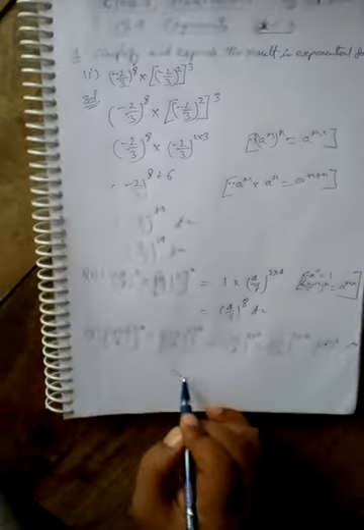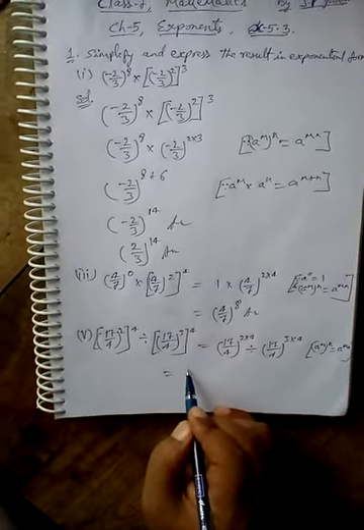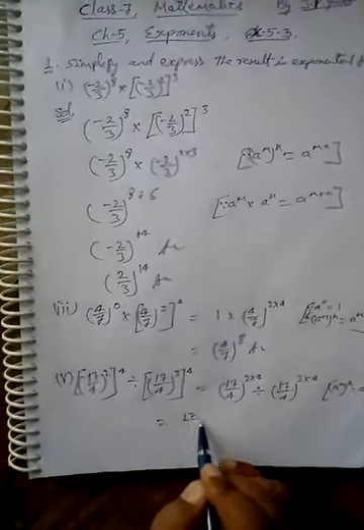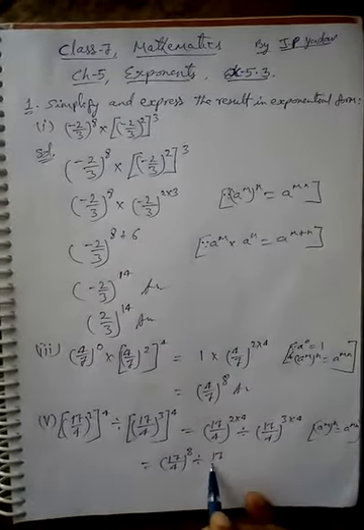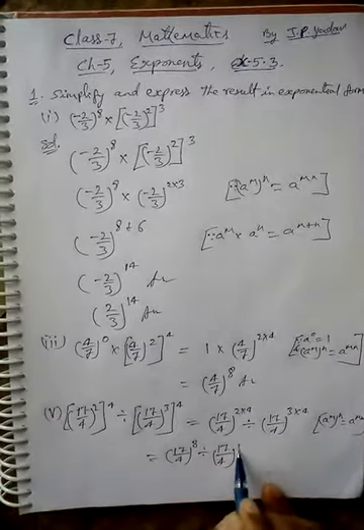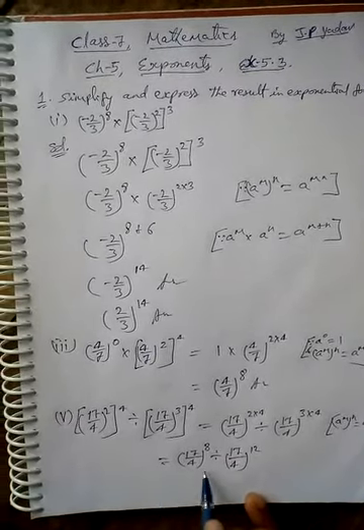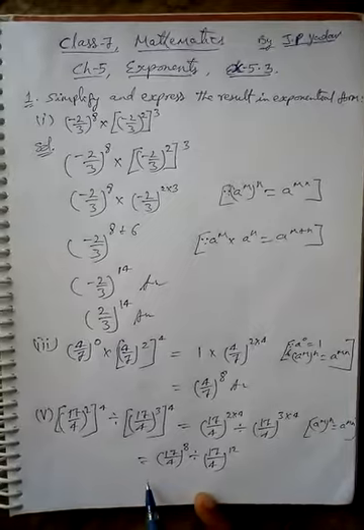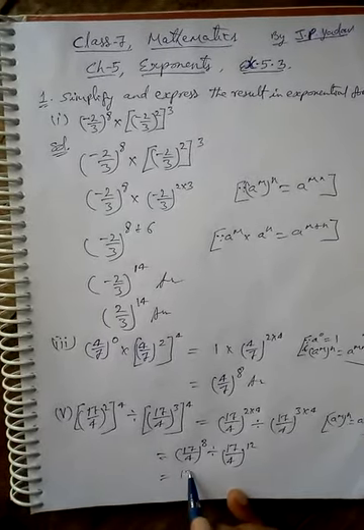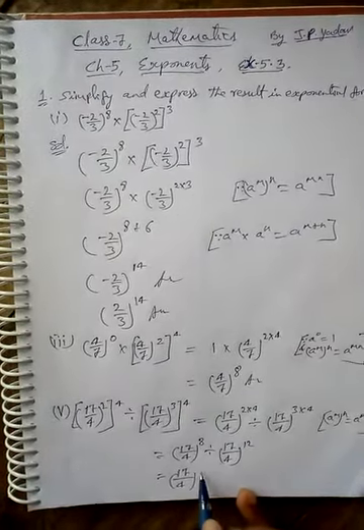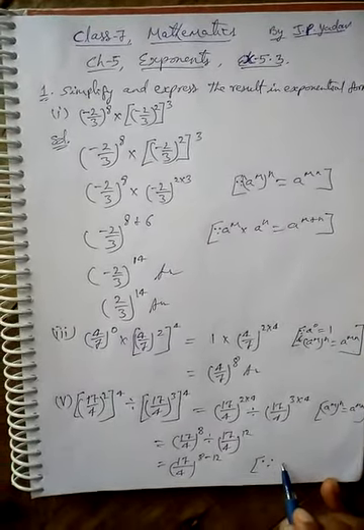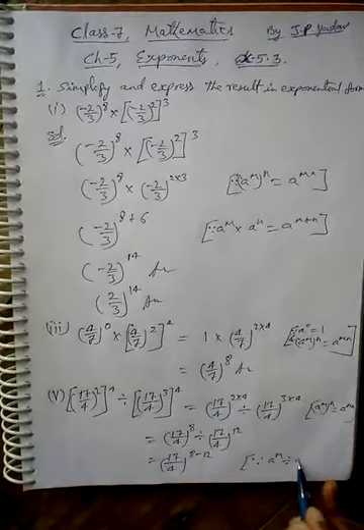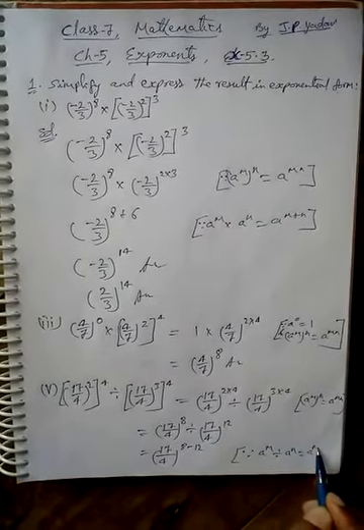Therefore 17 upon 4 raised to the power 8 divide 17 upon 4 raised to the power 12. Now since same bases are divided, exponents will be subtracted. So we'll write 17 by 4 raised to the power 8 minus 12. Since a raised to power m divide a raised to power n is equal to a raised to power m minus n.